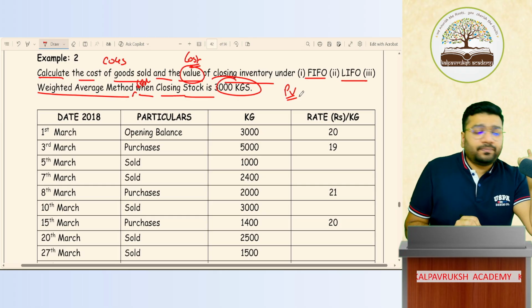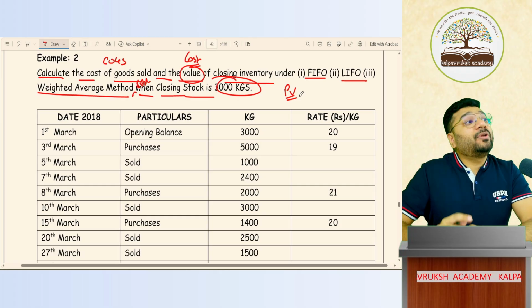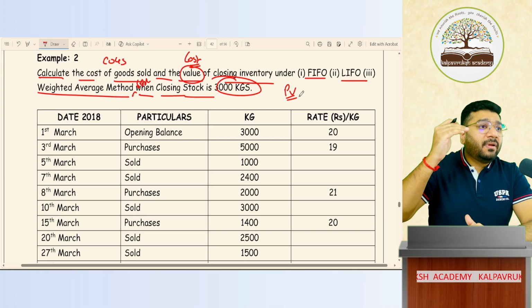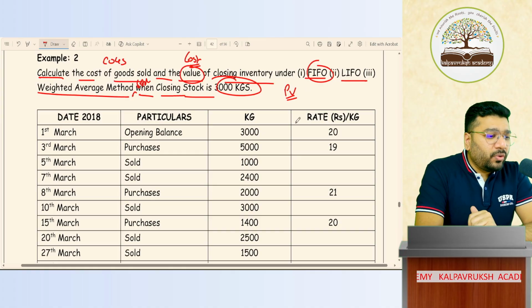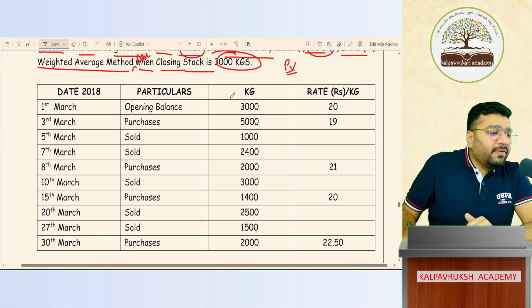Now, imagine we are following the perpetual method. Under that, how do we do FIFO? That is what we're going to see now. So let's see the given information. What are they given? Multiple dates they've given.